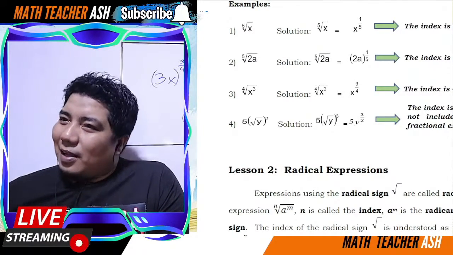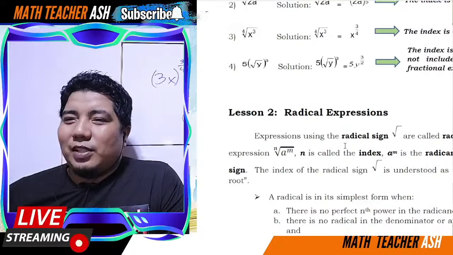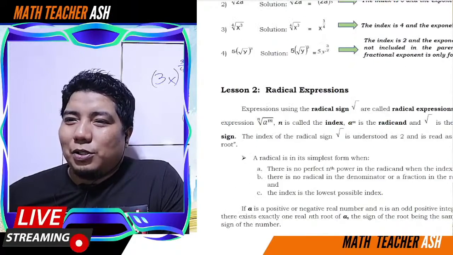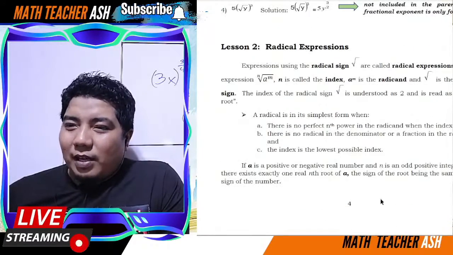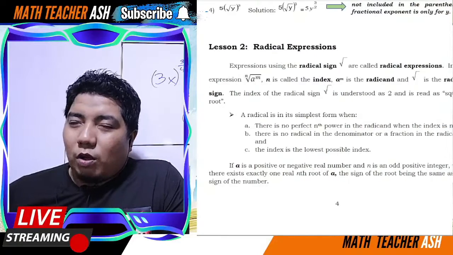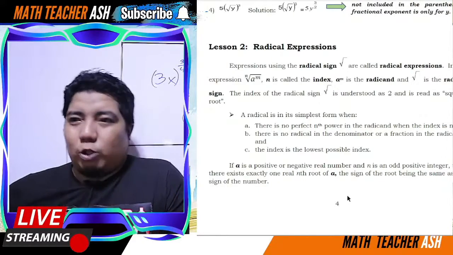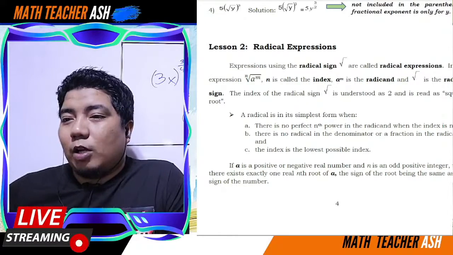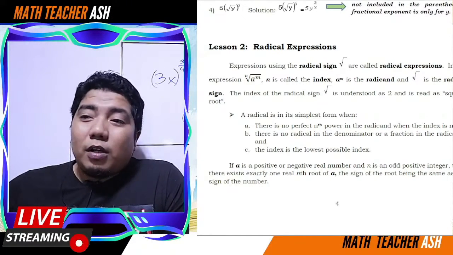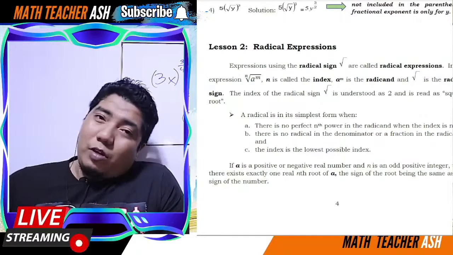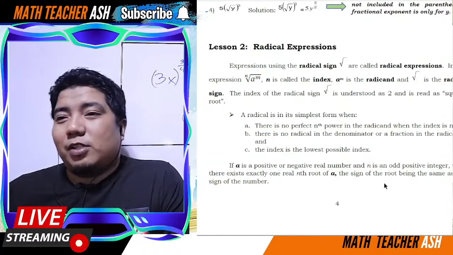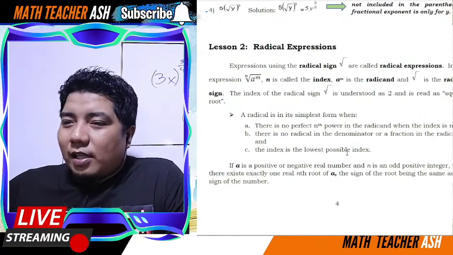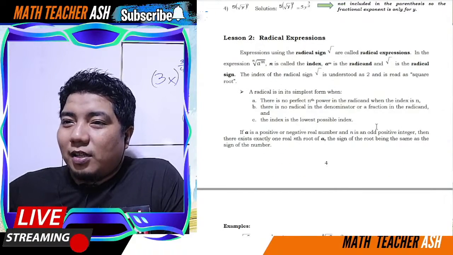Alright, so bilis-bilis natin natapos for today. Now, let us go to our lesson 2. Alright. Now, we have here lesson 2, which is all about radical expressions. Of course, when we say expressions, it is a combination of variables, constants, and it could have operations like plus or minus. But anyway, now let us continue with the definition.